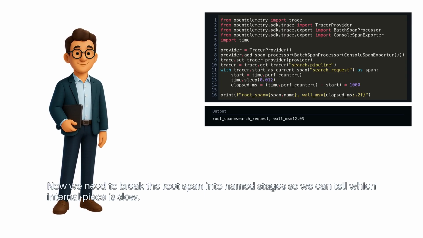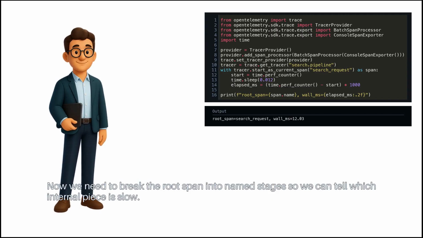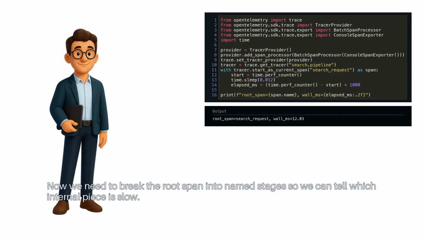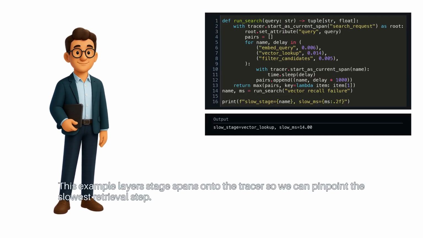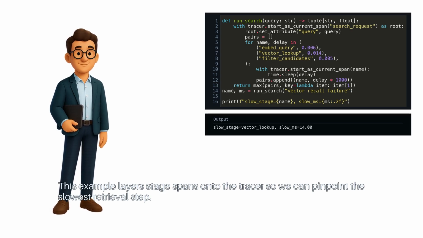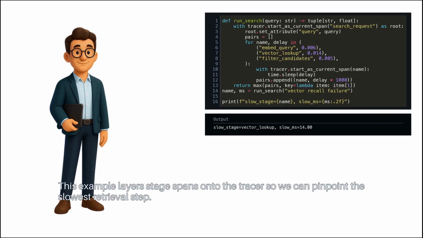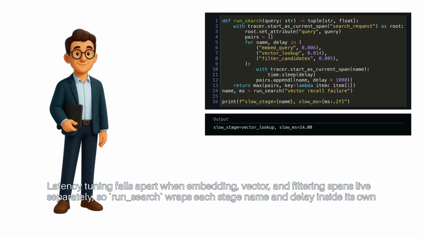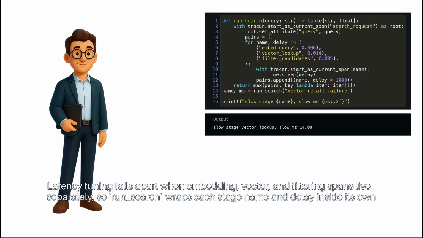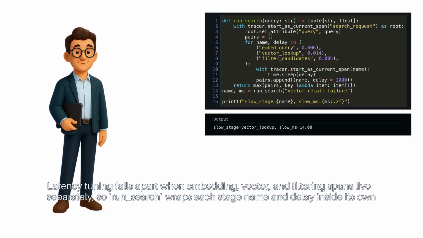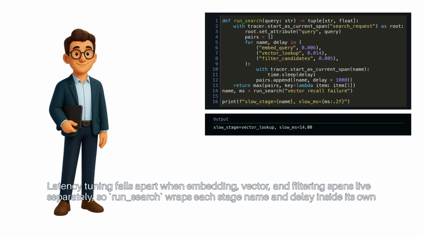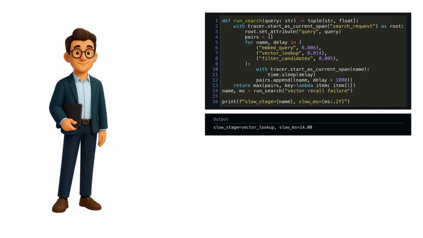Now, we need to break the root span into named stages so we can tell which internal piece is slow. This example layers stage spans onto the tracer so we can pinpoint the slowest retrieval step. Latency tuning falls apart when embedding, vector, and filtering spans live separately. So run_search wraps each stage name and delay inside its own start_as_current_span.